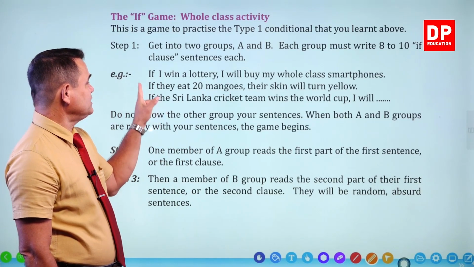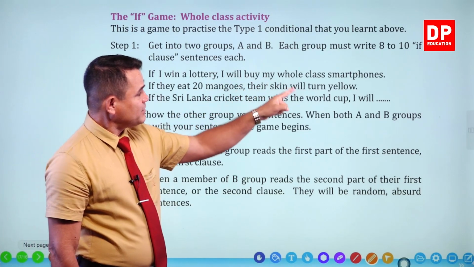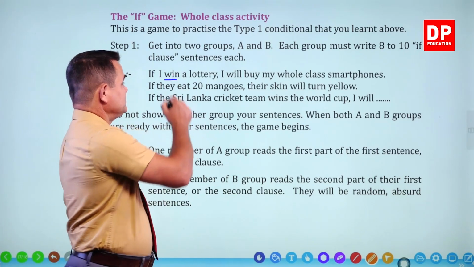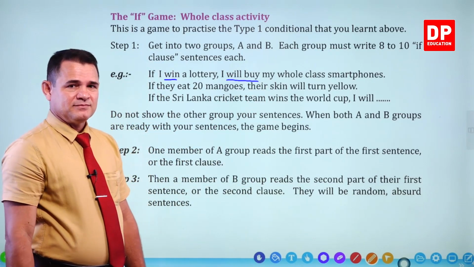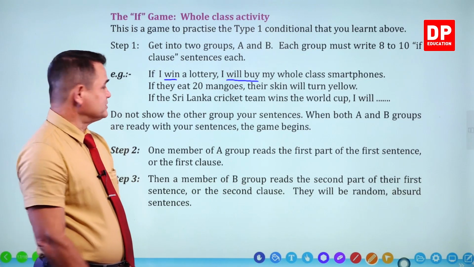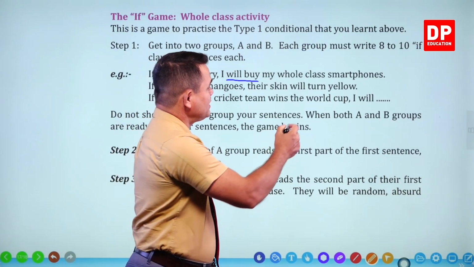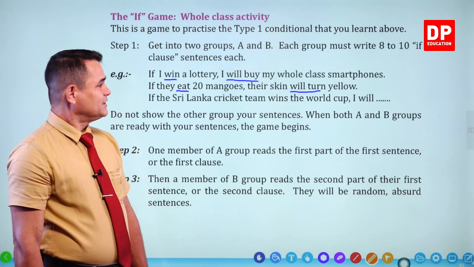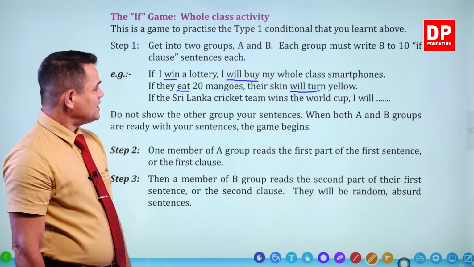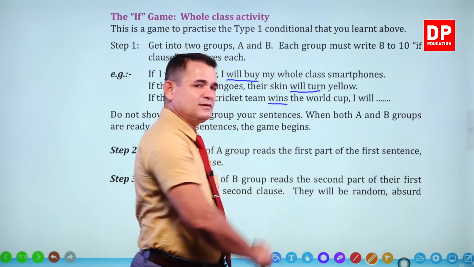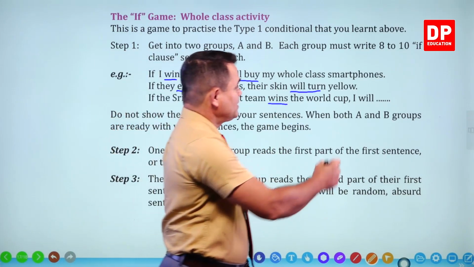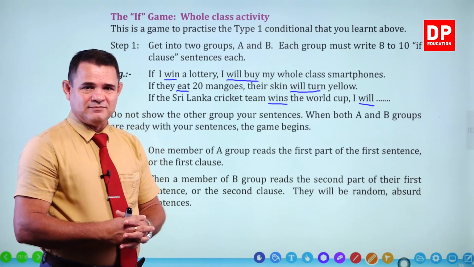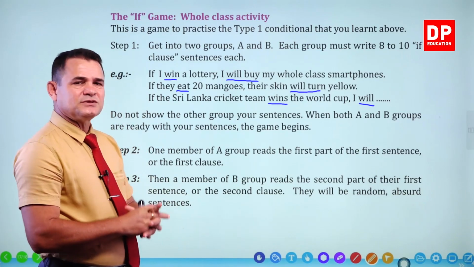And then example is also given. If I win a lottery I will buy my whole class a smartphone, right? If I win, present form, future form, will buy. If they eat 20 mangoes, present tense form, their skin will turn yellow. Future form. If the Sri Lanka cricket team wins the World Cup, wins, present tense. The result, වෙන්නේ මොකද්ද? I will tell something. I will congratulate them. ඒගොල්ලන්ට සුබ පතනවා. Right? So likewise, write some more sentences.